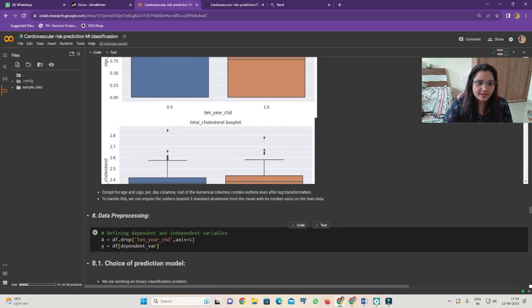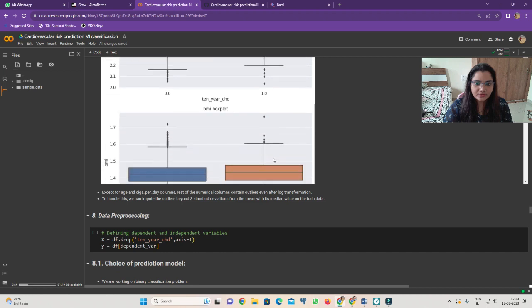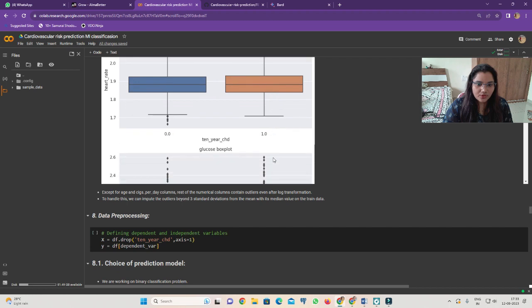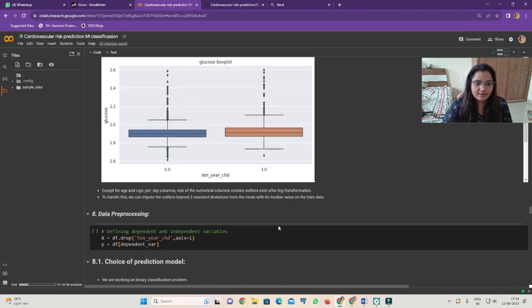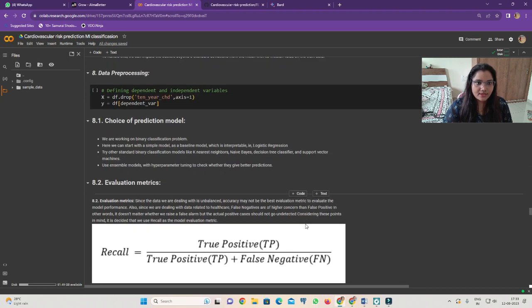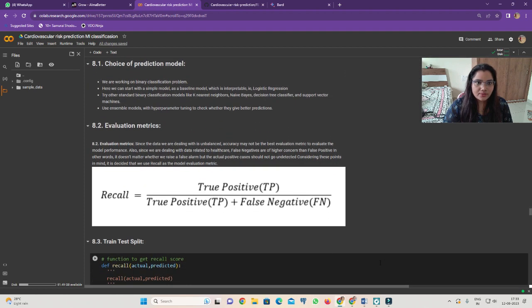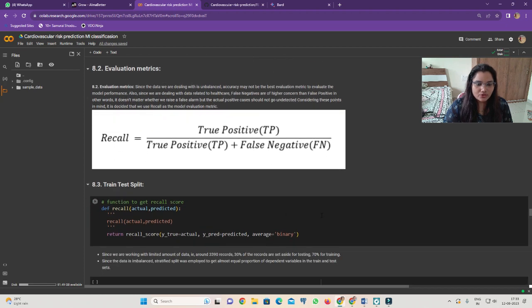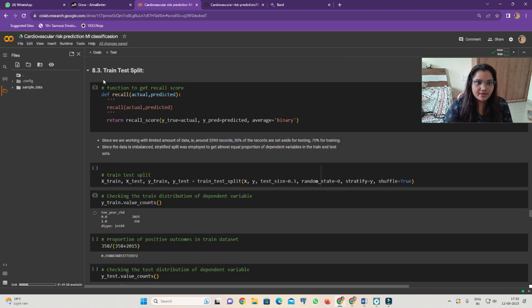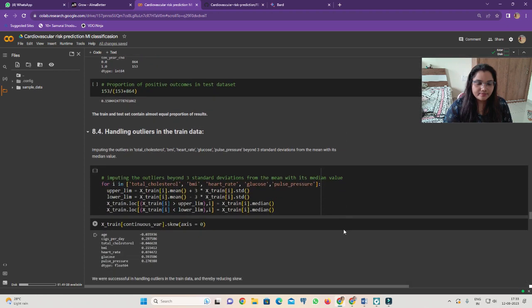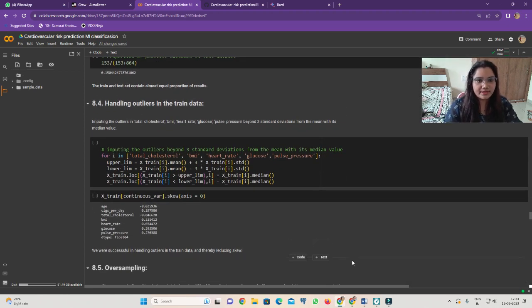Here we can see that except for the age and cigarettes per day columns, the rest of the numerical columns contain outliers even after log transformation. To handle this, we can impute the outliers beyond 3 standard deviations from the mean with the median value on the training data. Then we are doing data preprocessing. We are defining the dependent and independent variables. Then we are choosing the prediction model, then the evaluation metrics. Then we do the train test split. Then we are handling the outliers in the training data.